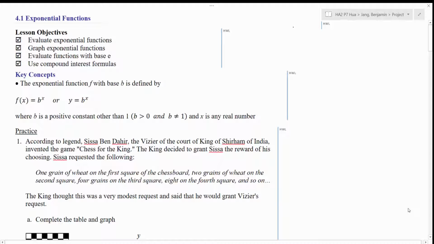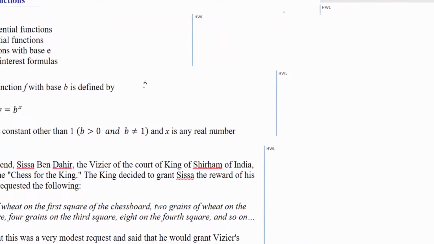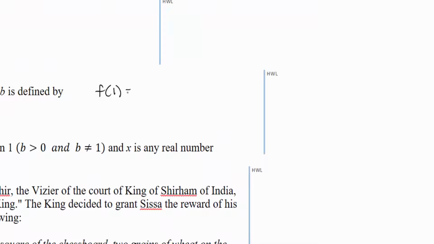The exponential function f with base b is defined by f of x is equal to the base b to the power of x. The y values of an exponential function is just the base being multiplied over and over. For example, f of 1 is base to the first power, and f of 2 is base to the second power, base times base. So the x value in exponential functions is just how many times the base is multiplied.